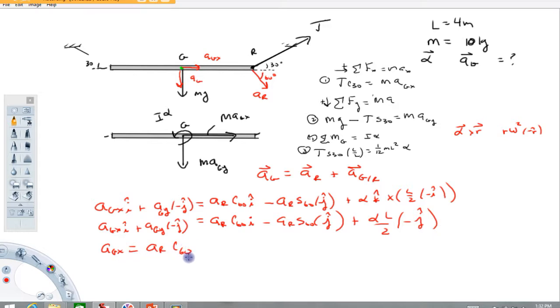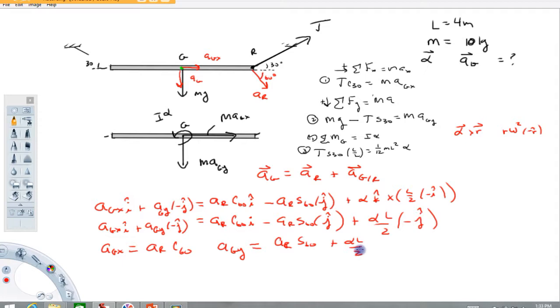All right, y direction, or j direction. Now you notice there's a minus sign here, minus sign here, minus sign here. So I'm going to go ahead and write this without the minus signs. So we're going to have this equals this guy, acceleration of r times sine 60 plus alpha L over 2. So there's our two equations.